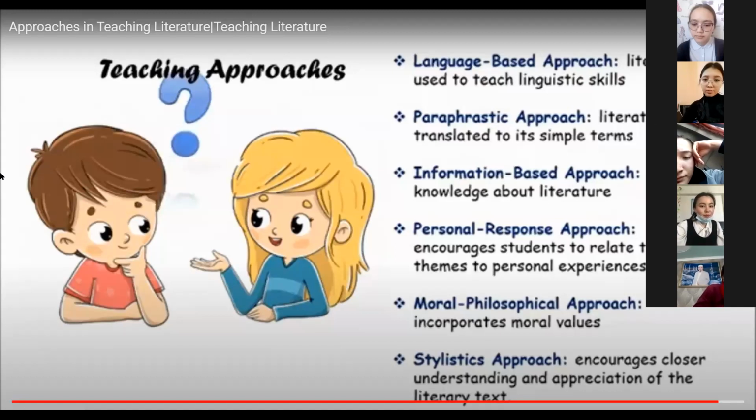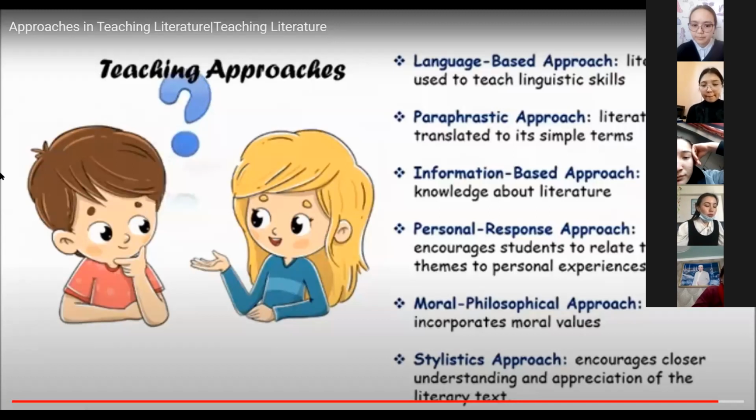The next approach, the information-based approach. What do you think this approach is about, and how can it be helpful in learning literature? Dear students, you have just been given information about these approaches. We are just making a quick revision. I just want to know what you have learned from watching the videos. What is the information-based approach?